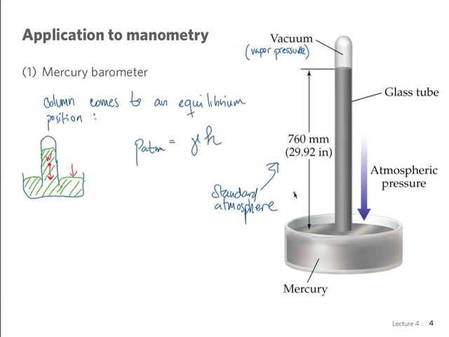If we were to use water instead, do you have any idea of what would be that height? It's 10 meters. Yes, it's 10 meters. So of course it would be a little bit unmanageable to have a glass column of 10 meters height. So that's why mercury is preferred.